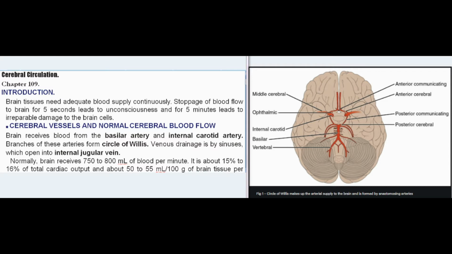Cerebral vessels and normal cerebral blood flow. Brain receives blood from the basilar artery and internal carotid artery. Branches of these arteries form circle of Willis. Venous drainage is by sinuses, which open into internal jugular vein. Normally, brain receives 750 to 800 ml of blood per minute. It is about 15% to 16% of total cardiac output and about 50 to 55 ml/100 g of brain tissue per minute.